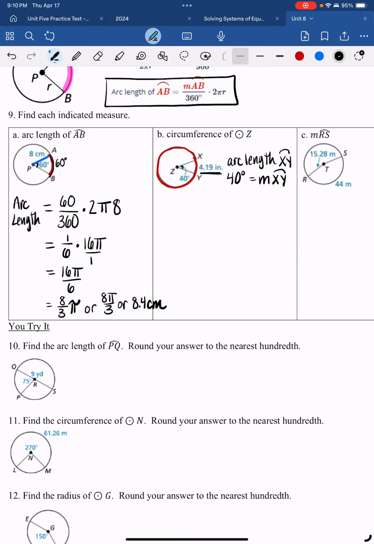So let's start off with following our formula, the arc length. We know the arc length of XY, that was that 4.19 inches. That's going to be equal to the measure of the arc, which is 40 degrees over 360 degrees. And then we would multiply that by 2 pi and then times the radius. So some things we can do to start us off. To undo divided by 360, we can multiply by 360. So on both sides, I'm going to multiply by 360.